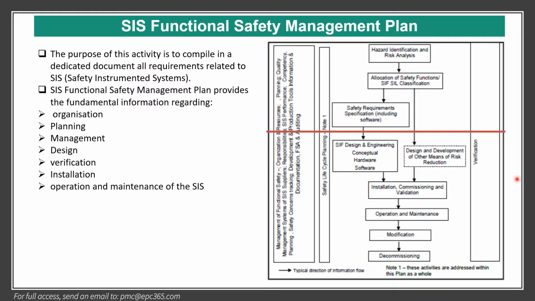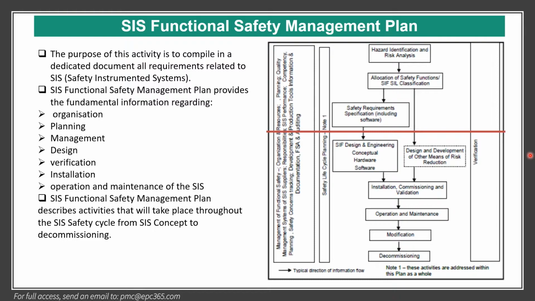And SIS Functional Safety Management Plan provides the fundamental information regarding organization, planning, management, design, verification, installation, operation, and maintenance of SIS. An SIS Functional Management Plan describes activities that will take place through a SIS safety cycle from concept to the decommissioning. For example, here from concept up to the decommissioning, all the activities will be explained in the SIS Functional Safety Management Plan.